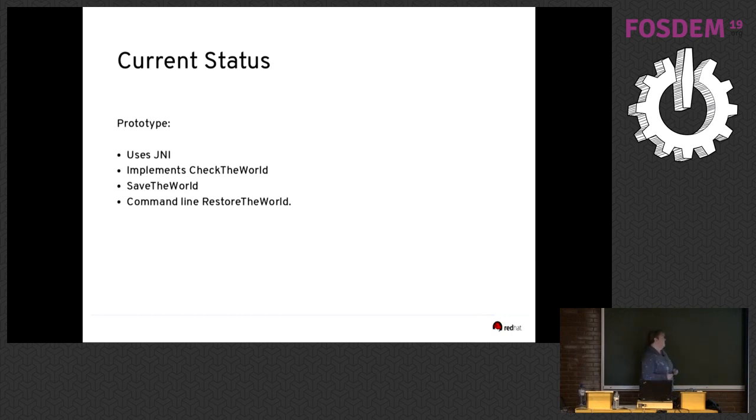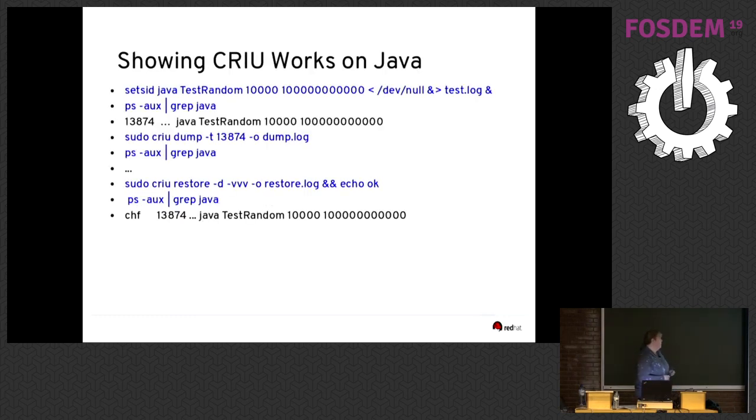Okay, so what's the current status? I have a prototype that uses JNI just so I could play with it. I don't have everything. I can check the world, I can save the world, and I can restore the world from the command line. And I'll get into a little bit later why it's hard to restore the world from Java right now. But it shows that CRIU works and it does what we want to do.